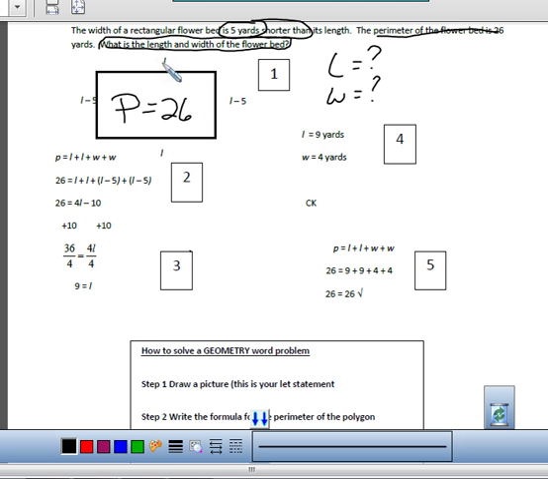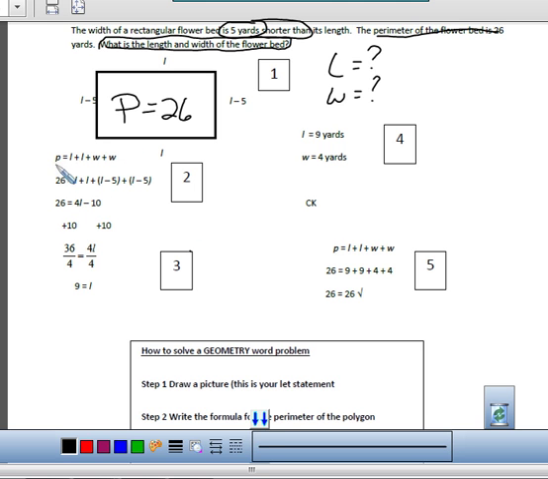So we have the length, and then it says that the width is 5 yards shorter than the length. So if the length is L, then we would do L minus 5 for the width. So the sides, you can see those are L minus 5. The top and the bottom are both L. Then you set up an equation.